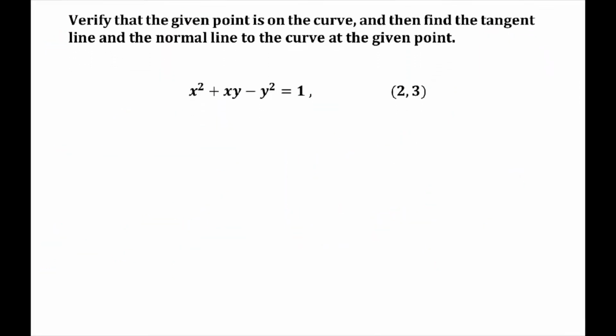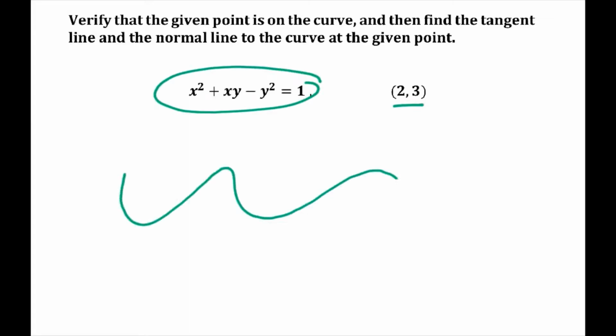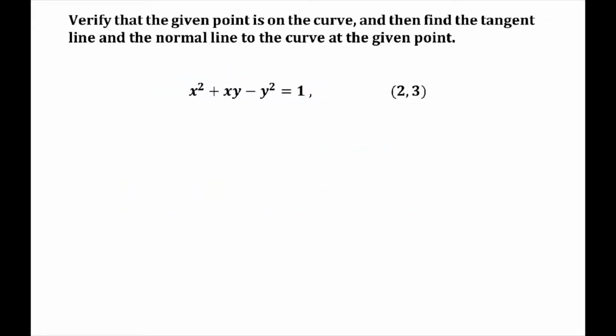Now for this question, verify that the given point, which is in this case (2, 3), is on the curve. So if I draw a curve, the point (2, 3) should be on the curve, not outside the curve, okay? And then find the tangent line, which uses the derivative as the slope, and the normal line, the line that is perpendicular to the tangent to the curve at the given point.